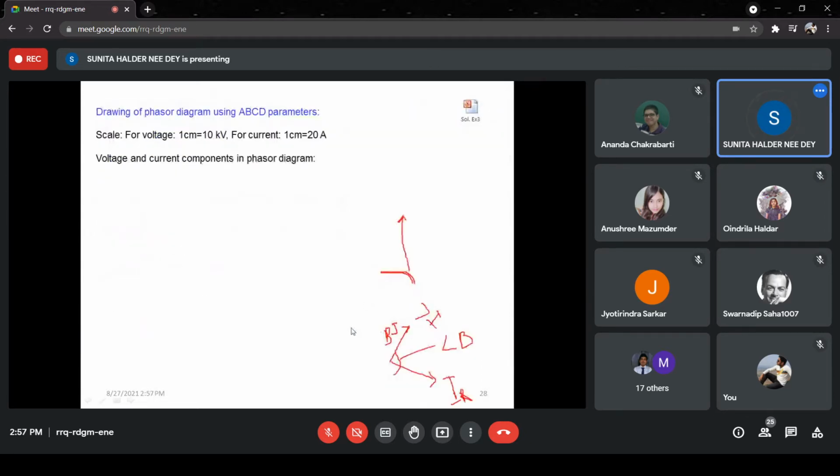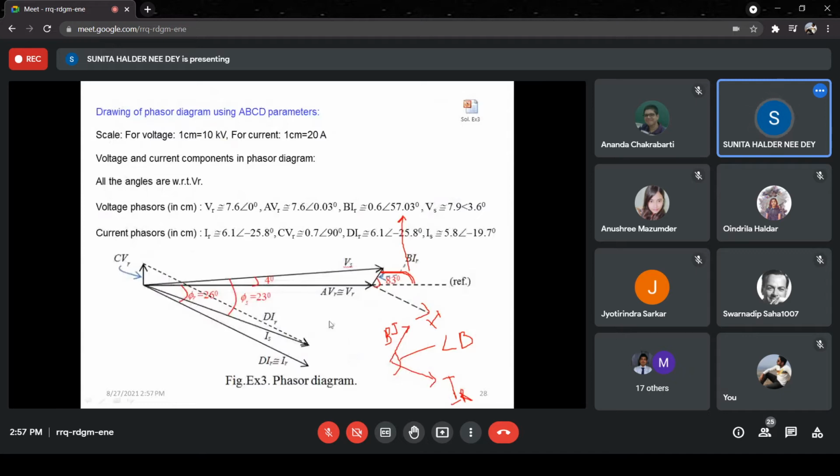So AVR plus BIR is VS, and we can get VS. If you draw VS from the phasor diagram, you will get this, and you can verify from here also. Actually, when you add AVR and BIR, you automatically get VS as we have obtained.